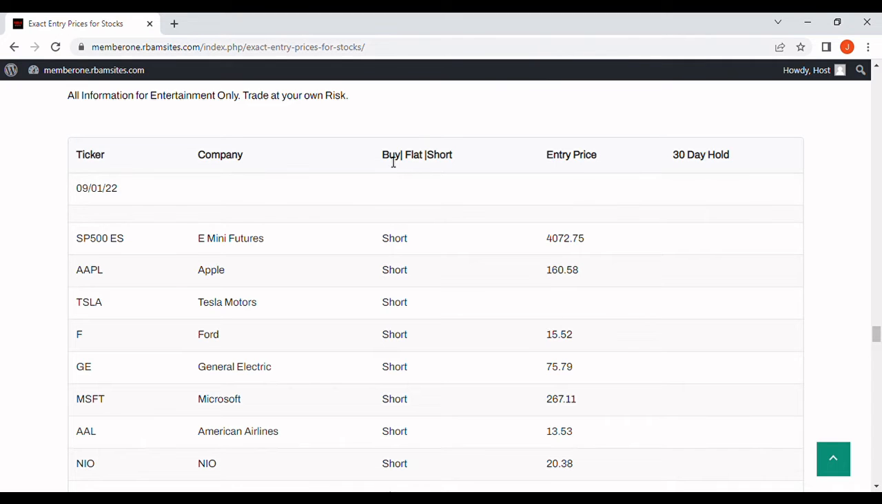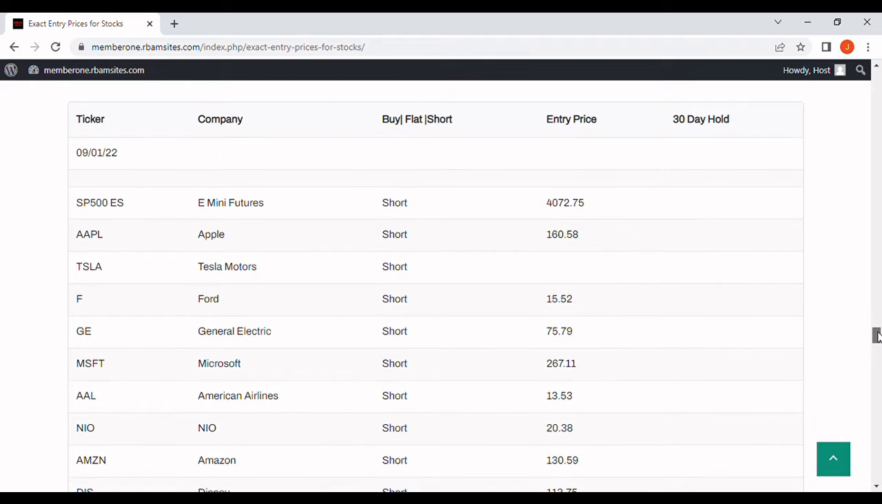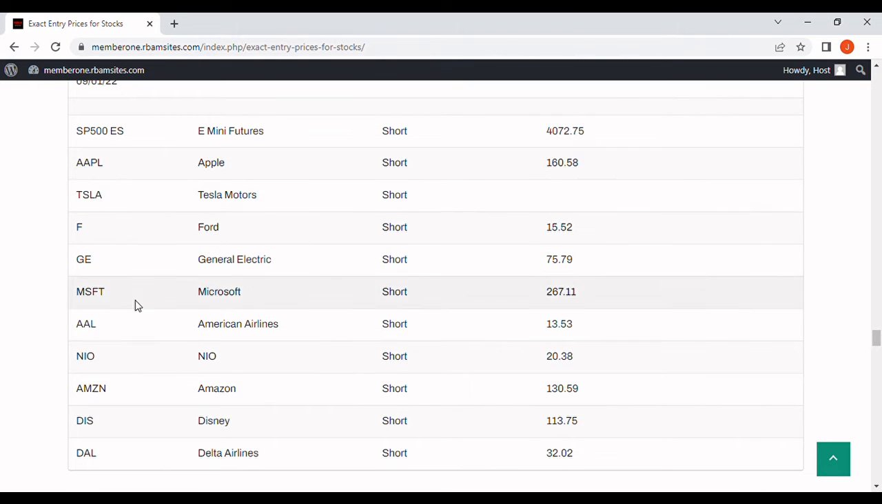And it's buy flat or shorts. Today you can see they're listing shorts for all of the stocks. And we cover pretty much the big majors. These will change over time, but Apple, Tesla, so forth, Ford. And you can see they're all showing short today. We don't have a price for Tesla today because we're still adjusting for the stock split. We also put at the top, as a proxy for the S&P 500, we put the E-mini futures contract, the S&P 500 ES. And that's up here again, indicating shorts.